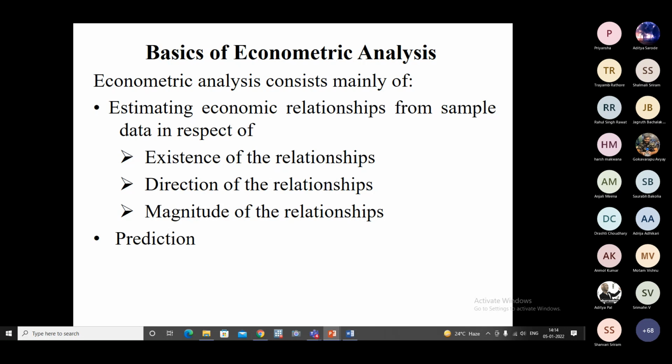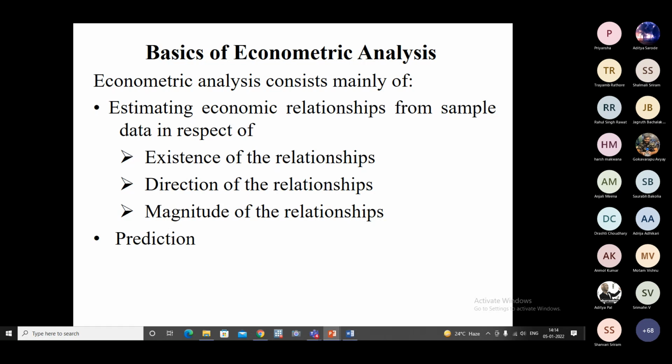So when I talk about existence of relationships, here I basically talk about the statistical significance. The statistical significance of the slope coefficient.